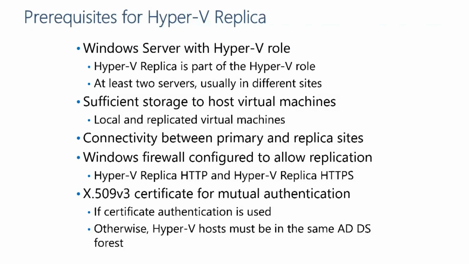Connectivity between the primary and the replica sites, so obviously there must be some connection, and the faster the connection, the better. And with the firewall rules, as with anything, if you don't allow the firewall traffic, then that replication traffic won't be allowed. So we need to allow the Hyper-V replica HTTP and HTTPS. It uses an X.509v3 certificate for mutual authentication.